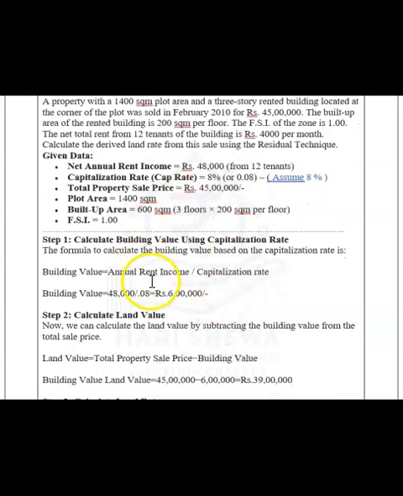Due to this, the building's tenants are using the Rent Control Act, so the rent is very less. So due to this, the value is coming very less, that is 6 lakh rupees.